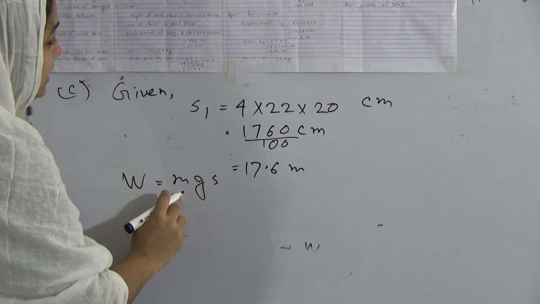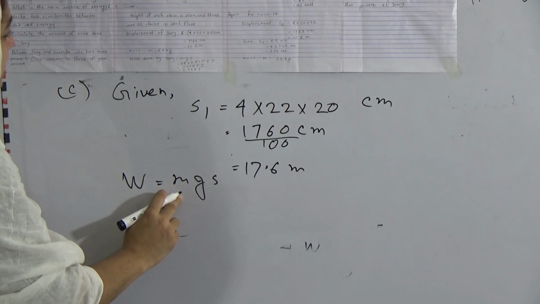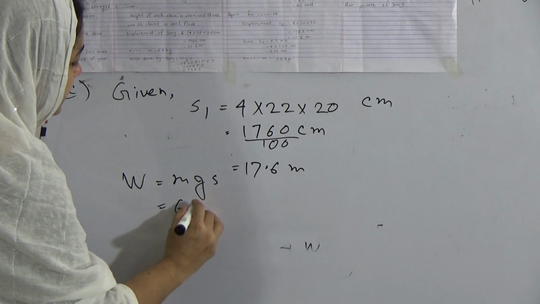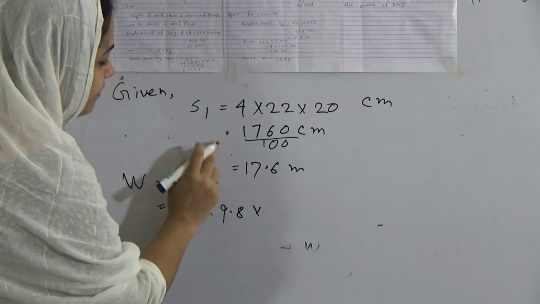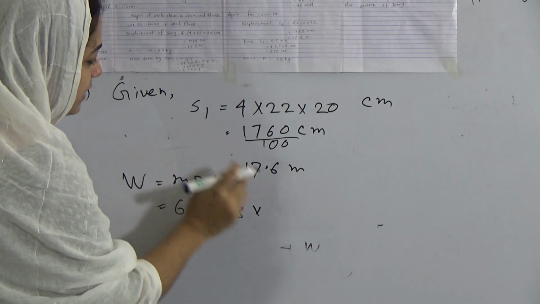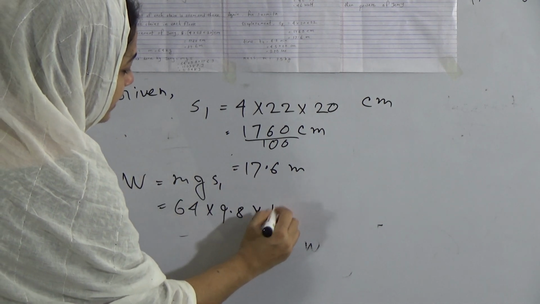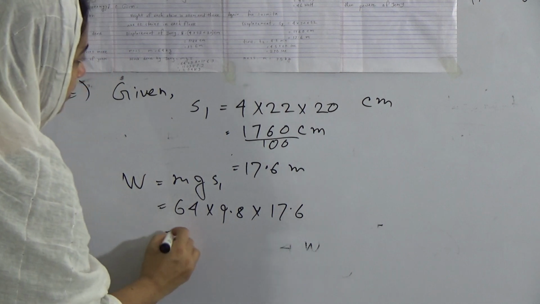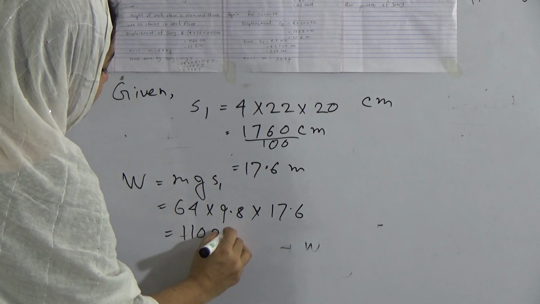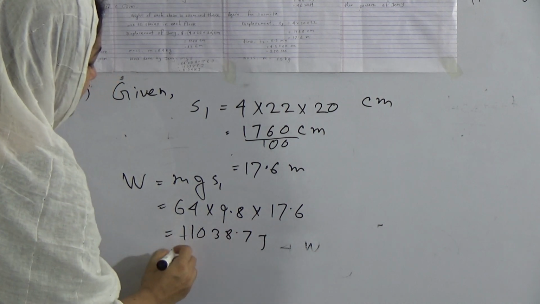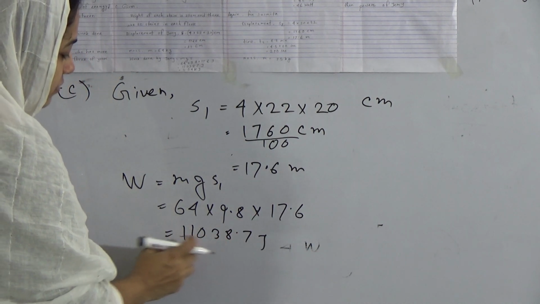Now the mass of Jenny is 64 kg, into g which is 9.8 meter per second square, into S, that means S1, which is 17.6 meter. So it will be 11038.7 joule. My dear students, this is a big number.